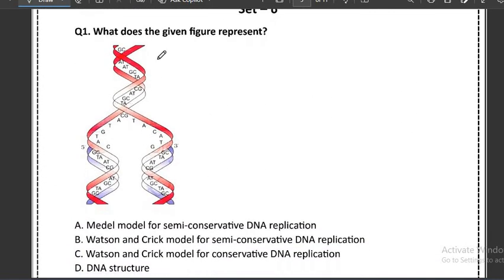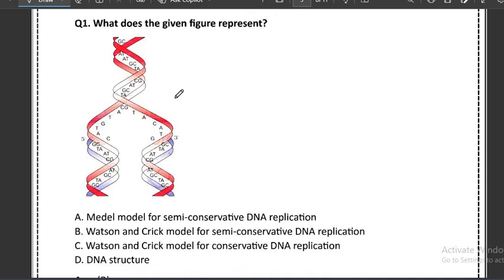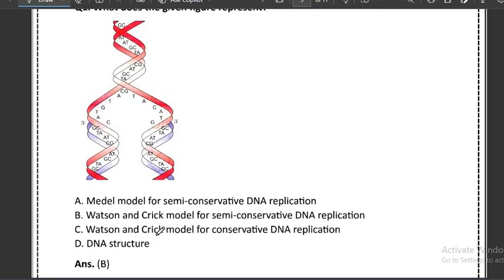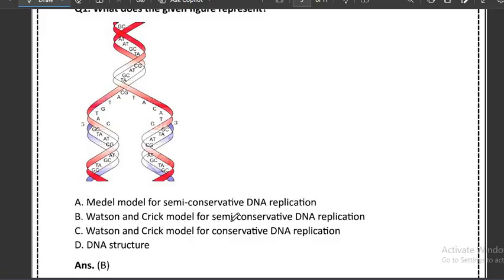Next question, what does the given figure represent? Option A, Mendel model for semi-conservative DNA replication. Option B, Watson and Crick model for semi-conservative DNA replication. Option C, Watson and Crick model for conservative DNA replication. Option D, DNA structure. So the correct option is option B, Watson and Crick model for semi-conservative DNA replication.